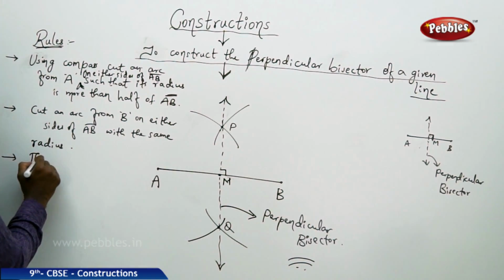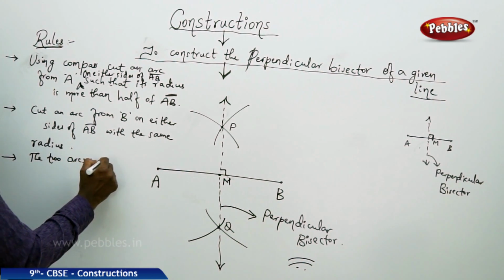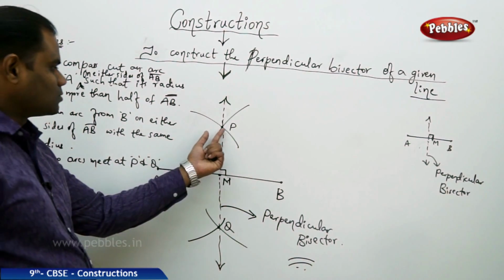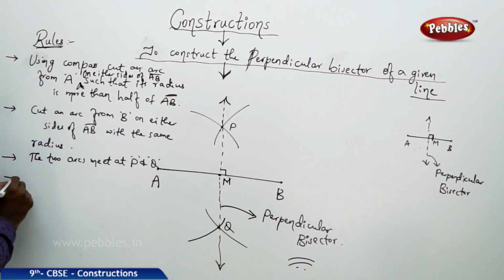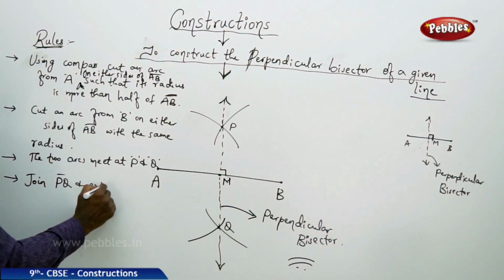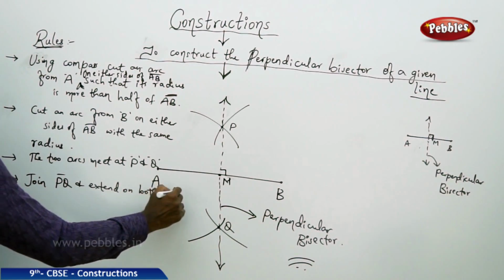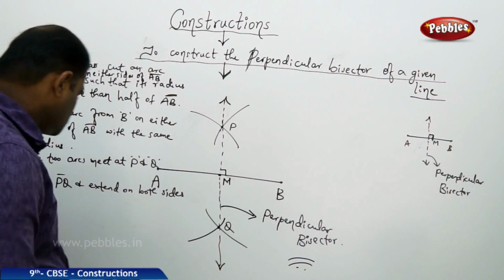The two arcs meet at P and Q. As can be seen, the two arcs meet at P and Q. Now, join PQ and extend on both sides. I join PQ and extend on both sides.